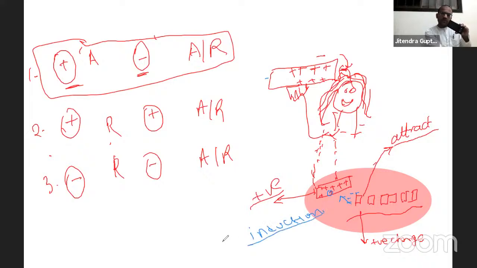So here we are understanding two phenomena. One is by induction, and the first one is by friction. If you do not do friction here, the charge will not develop on the scale. And second, if you do not have this induction phenomenon, the charge will not develop on the paper.